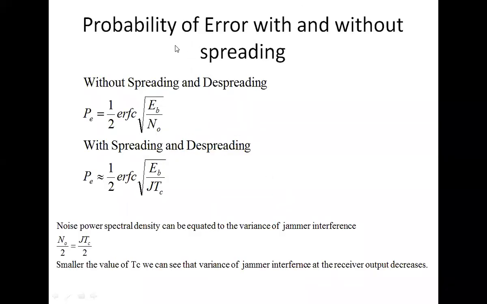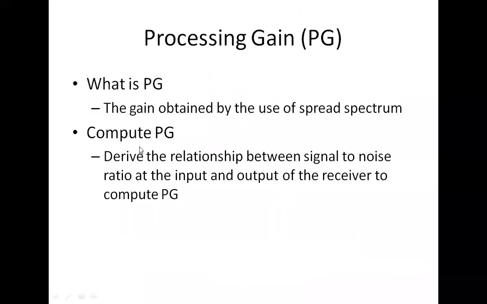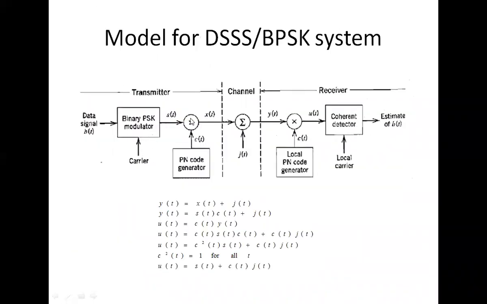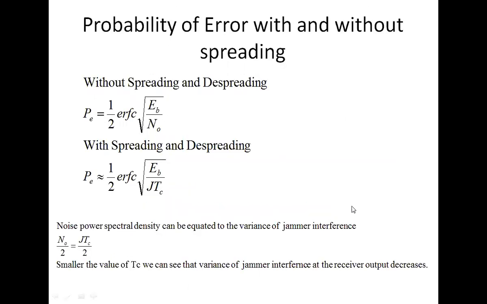Next, let us look at the problem. We'll compare the probability of error with and without spreading. Without spreading and despreading, it is just the action of only the modulator and demodulator. That means these two are not there. We have only modulator and demodulator. In that case, we have already derived the expression for probability of error, in the fourth module itself: PE is equal to 1 over 2 ERFC of root of EB by N0. This is for coherent BPSK.